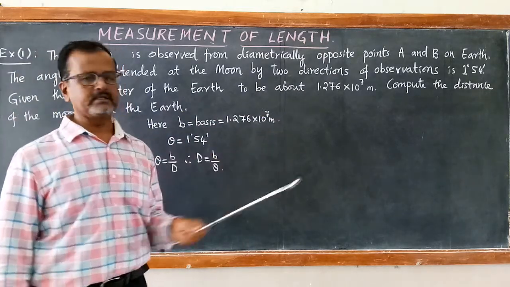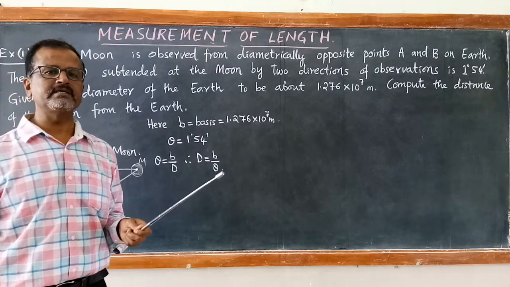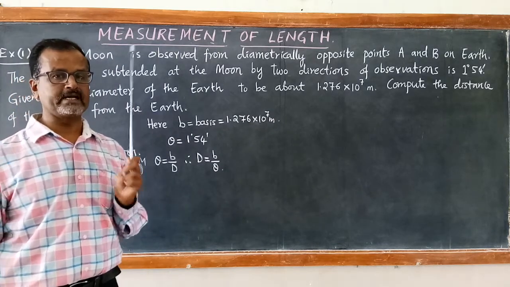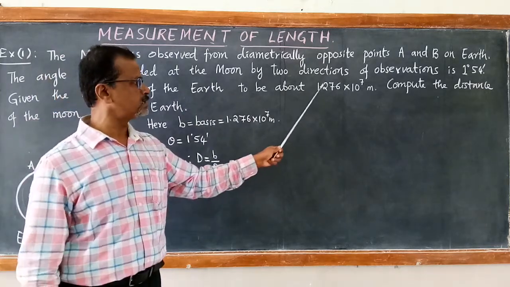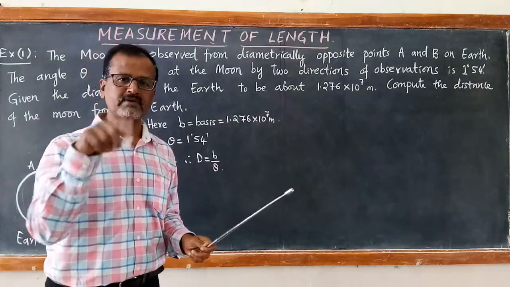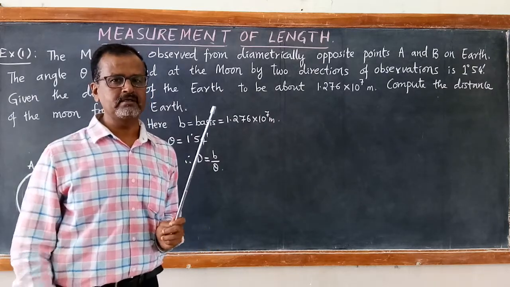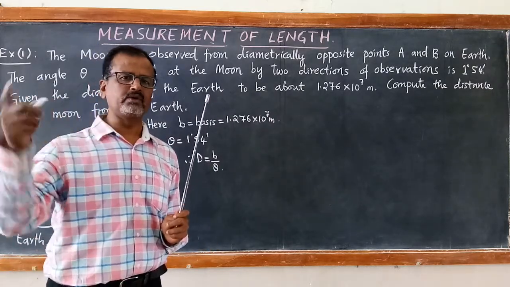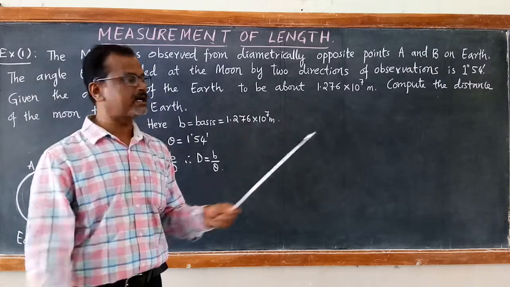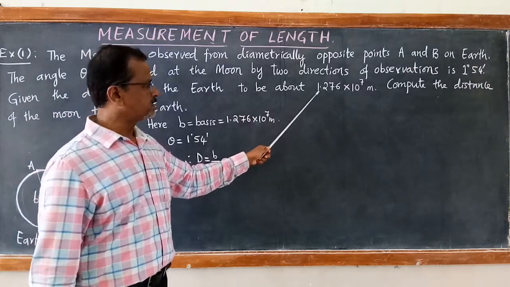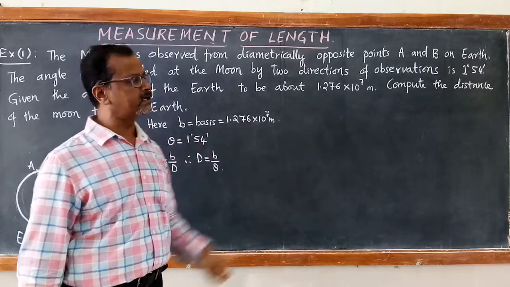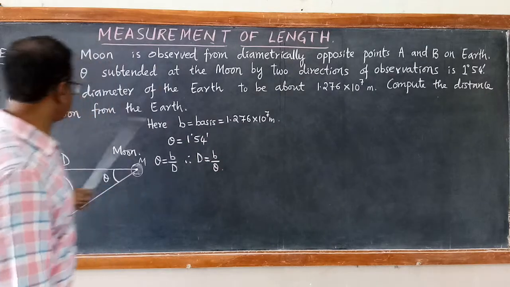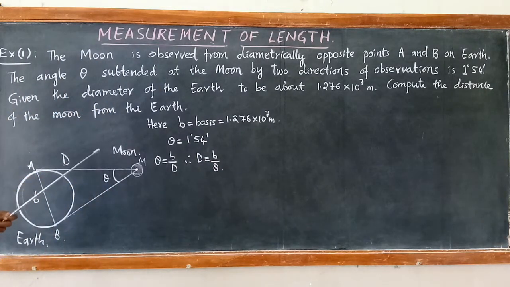You may be remembering the diameter of the earth. Roughly we remember the diameter of the earth as 12,800 kilometers. Radius of earth is 6,400 kilometers, so 6,400 kilometers into 2 becomes 12,800 kilometers. But the given value in this example is 1.276 into 10 raised to 7 meter. You are asked to calculate the distance of moon from the earth.